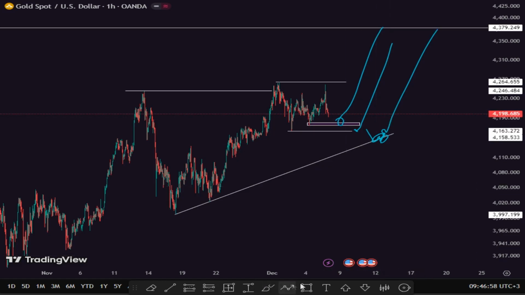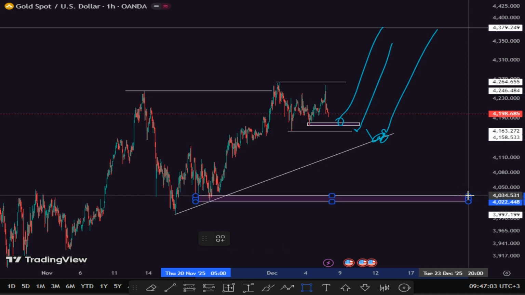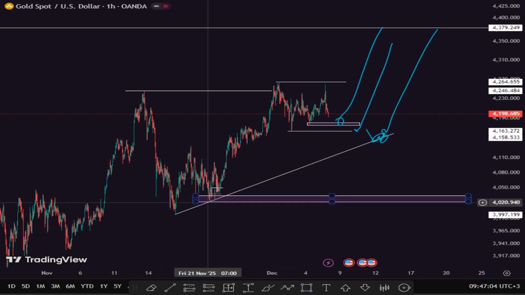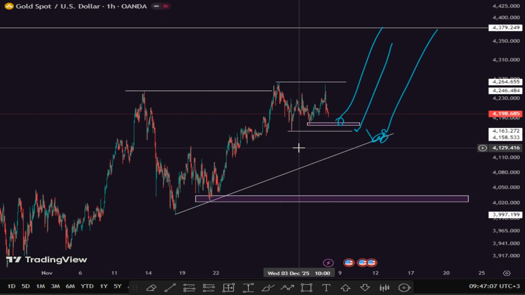But then that won't be a confirmed sale, because why? Gold will not have broken this zone right here. Until gold breaks out of this level, then now we should be looking for sales. But for now, only buys is all I see, right?